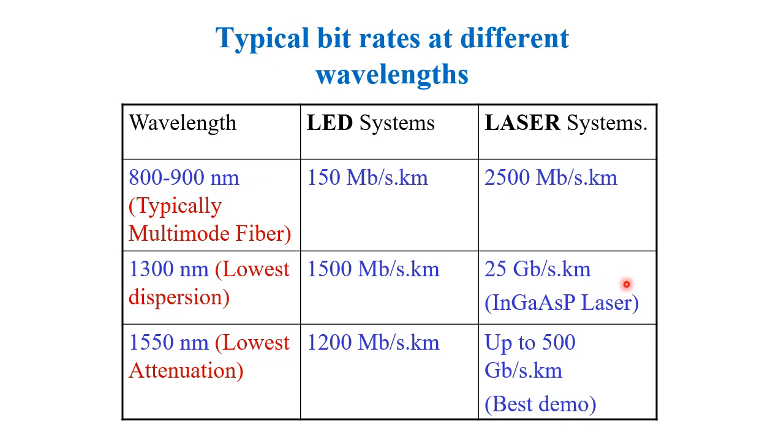This is for a laser made up of indium gallium arsenide phosphide. At a wavelength of 1550 nanometers, we have a bit rate of 1200 megabits per second-kilometer, and for the laser system, up to 500 gigabits per second-kilometer. So this is best suited for maximum radiation.